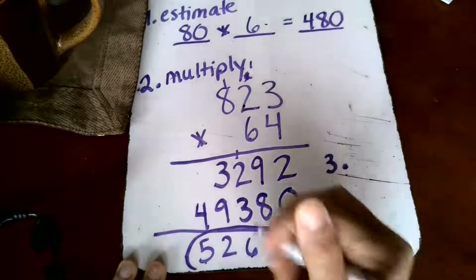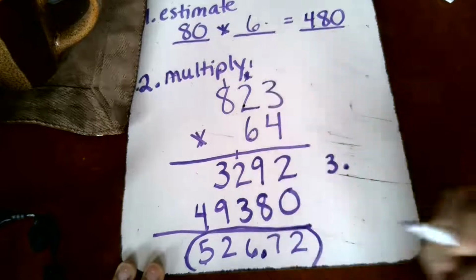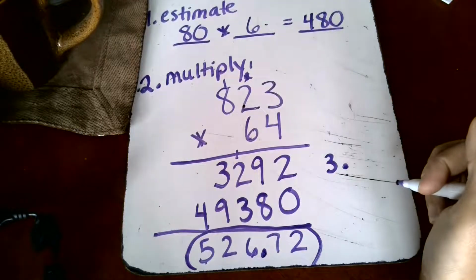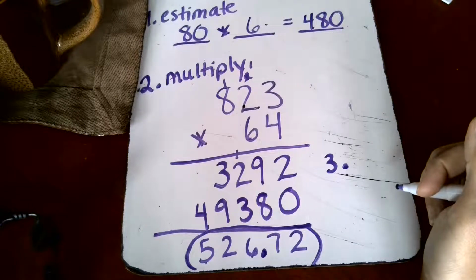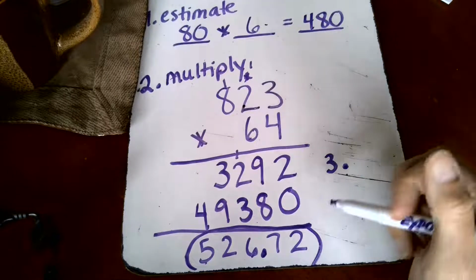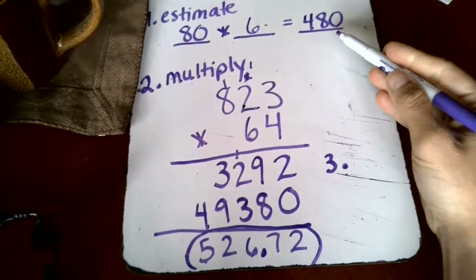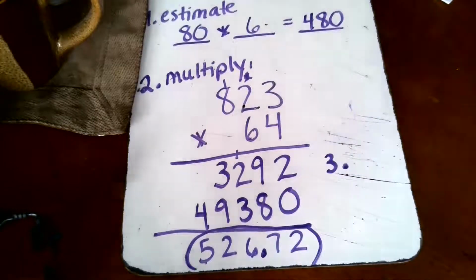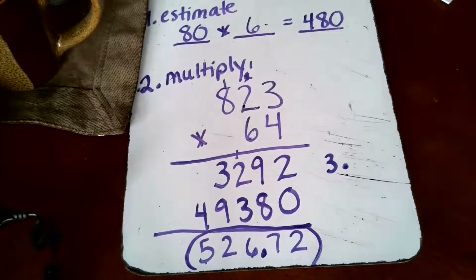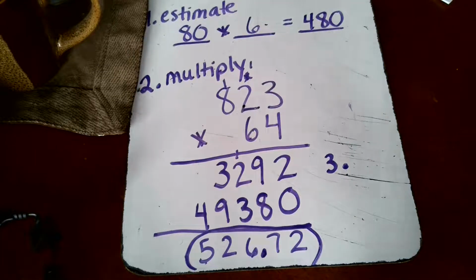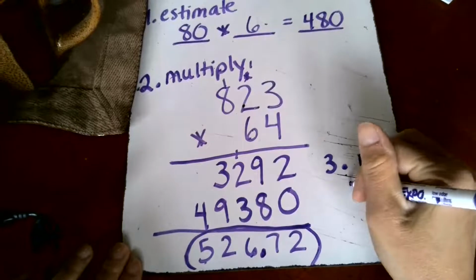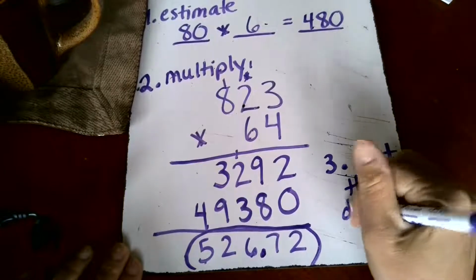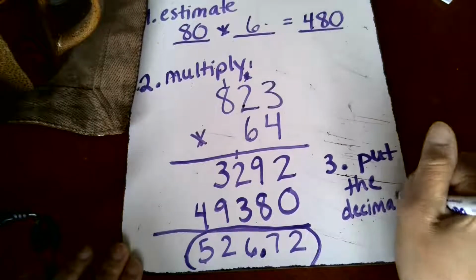So I'm going to put the decimal point here. So the correct answer is 526 and 72 hundredths. Okay, so 526 is pretty close to 480. That is how I figured out where to put the decimal point. All right, so those are the 3 steps. Pretty easy to follow them as long as you do it correctly and you remember what the 3 steps are.